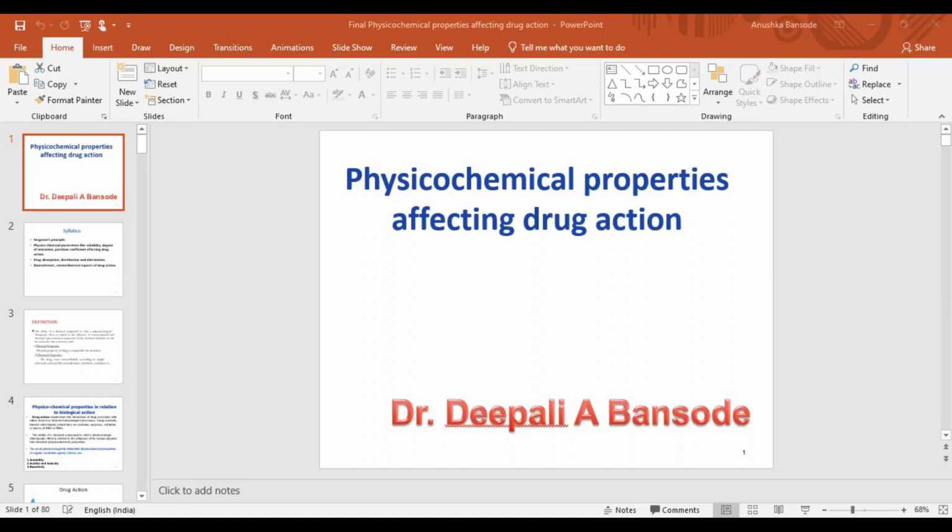Now, in this subject, we will always be looking at one keyword, which is structural activity relationship. If we make any modifications to the structure, how will it influence the biological action?